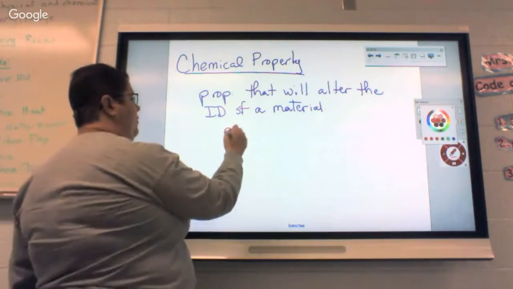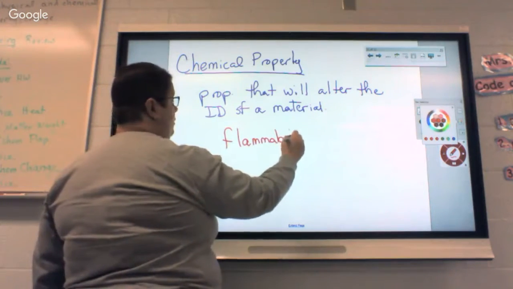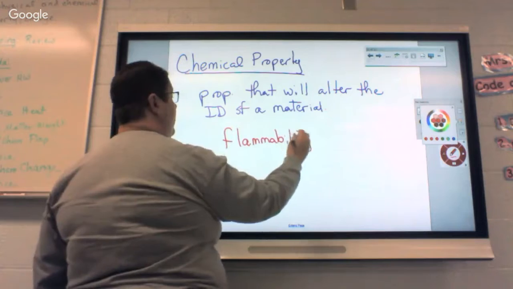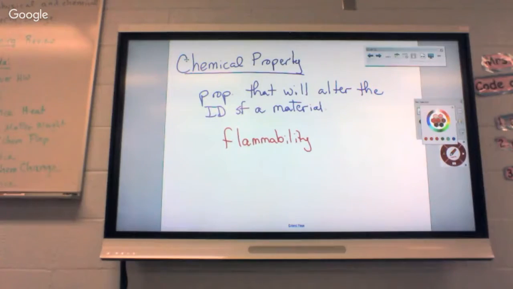Now, things that are chemical that you might know. All right? Flammability. And this list will not be nearly as long, because you don't know a lot yet. Flammability means to do what? Catch on fire. Everybody has seen something catch on fire and burn. Once it's burned into a pile of ash, can you change it back into what it was? No. Of course not. So it has altered its identity. We cannot make it go back into what it was.